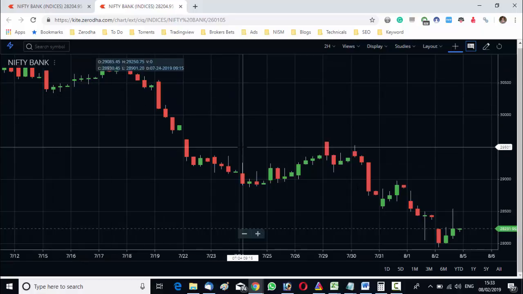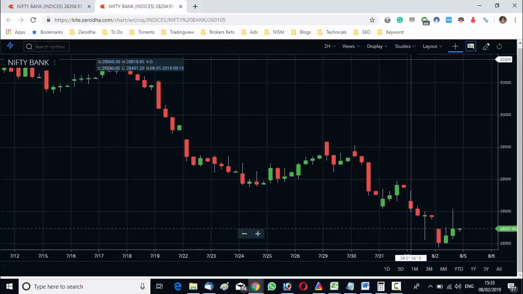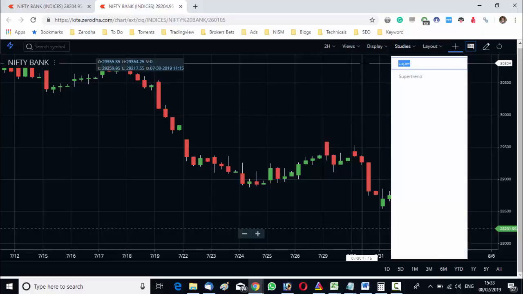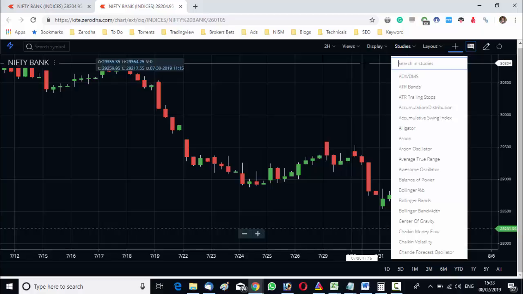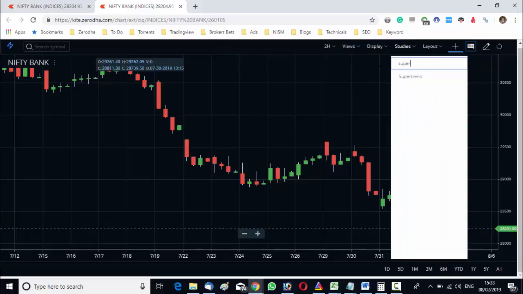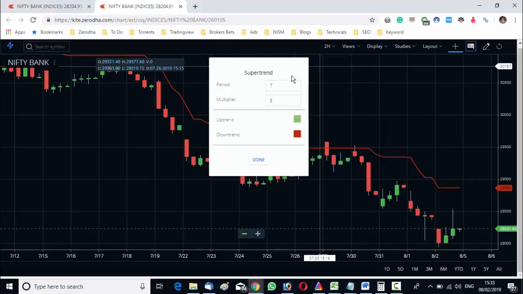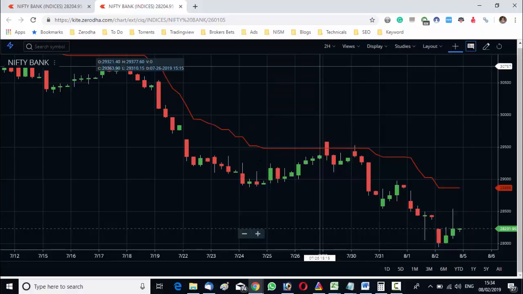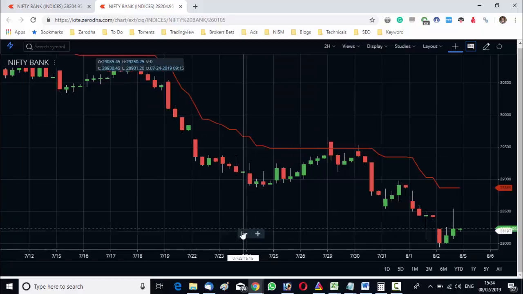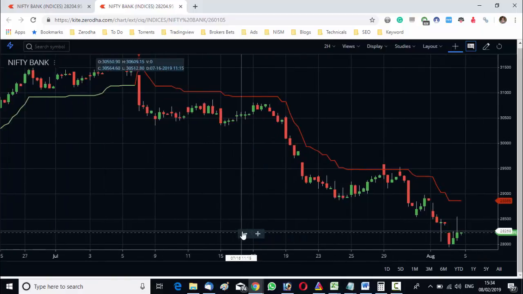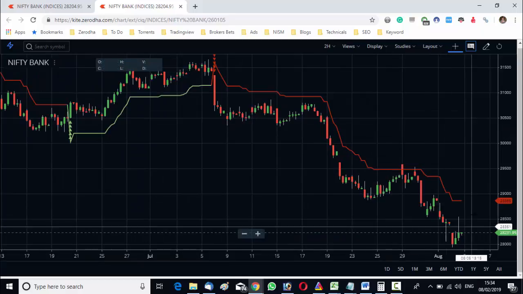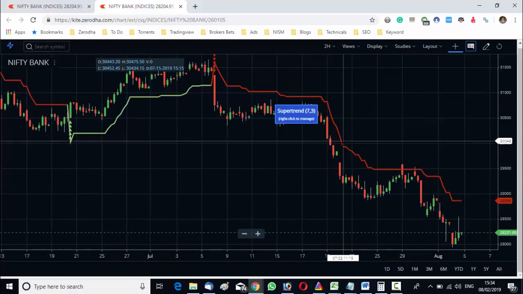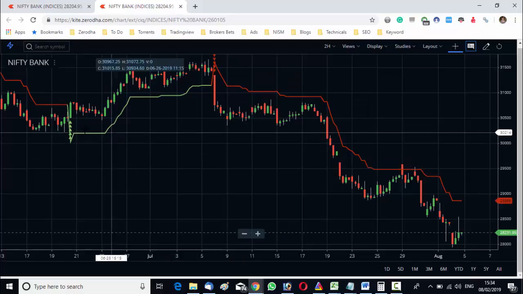Now this chart does not give me any idea on where to buy or where to sell. But if I add a simple study, there are a number of studies in this Zerodha Kite. I'll use a simple study called Super Trend. See, this is the default parameter of Super Trend, 7 and 3, and I'll click done. So you can see, friends, instantly your chart will give you an indication of where to buy, where to sell.